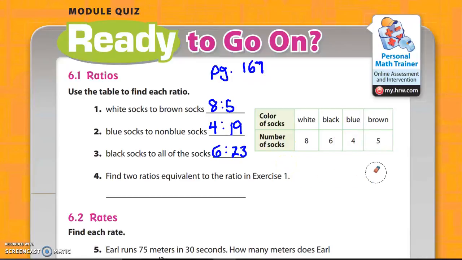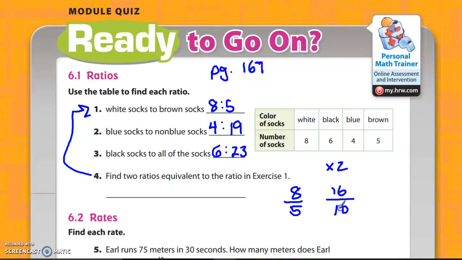And question 4 says find 2 rates equivalent to the ratio in exercise 1. So I go up to number 1 here, and I have to find equivalent ratios to 8 to 5. And if I wrote this as a fraction, this would be really easy to double those numbers. I would get 16 to 10. And I could triple, not 16 and 10, but triple the original number. 8 and 5, 8 times 3 is 24, and 5 times 3 is 15.